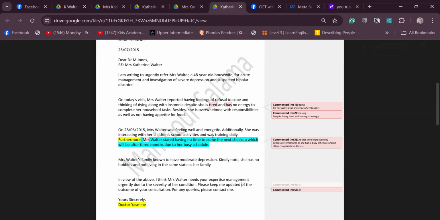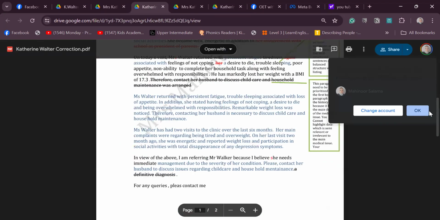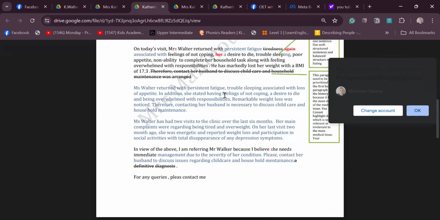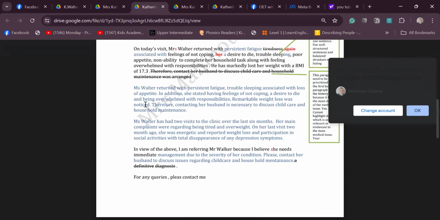Okay, what should we write here? Let's go back to this letter and check the two body paragraphs. The first one, you should write the symptoms: persistent fatigue, trouble sleeping, associated with loss of appetite, all the symptoms together. In addition, she stated having feelings of not coping, a desire to die and being overwhelmed with responsibilities. This is balanced listing. Be careful while you are listing because I'll make a video about listing in OET.